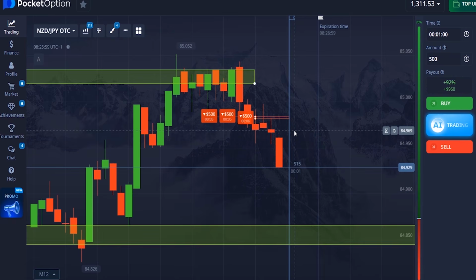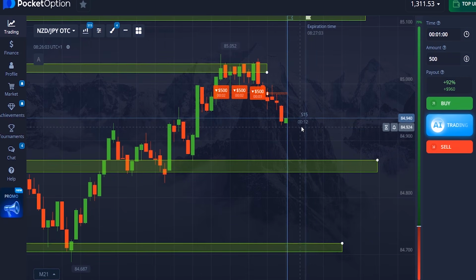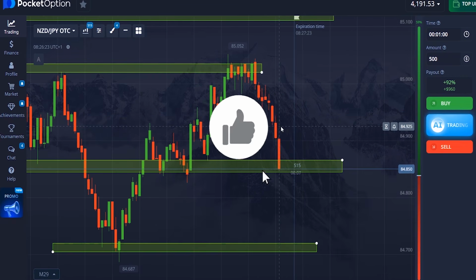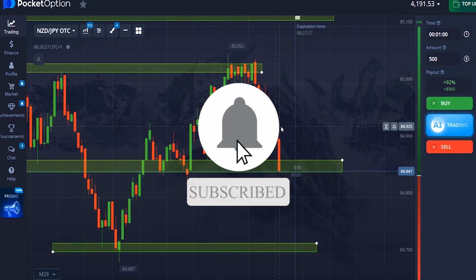Right here I have 6 seconds to go. And I also make another win. So this is how I always make use of a key support and a key resistance level in the market.